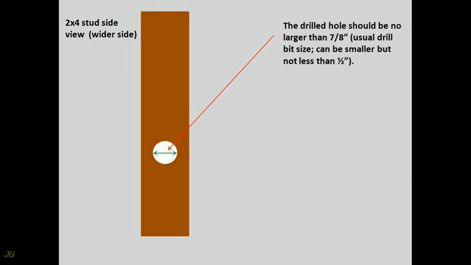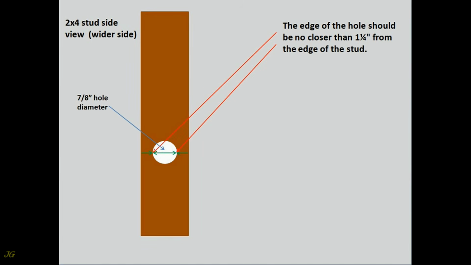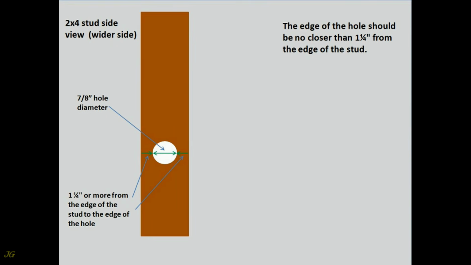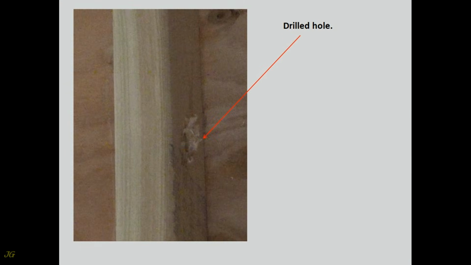The drilled hole should be no larger than 7/8 inch. Usual drill bit size can be smaller but not less than 1/2 inch. The edge of the hole should be no closer than 1 1/4 inch from the edge of the stud. Drilled hole.